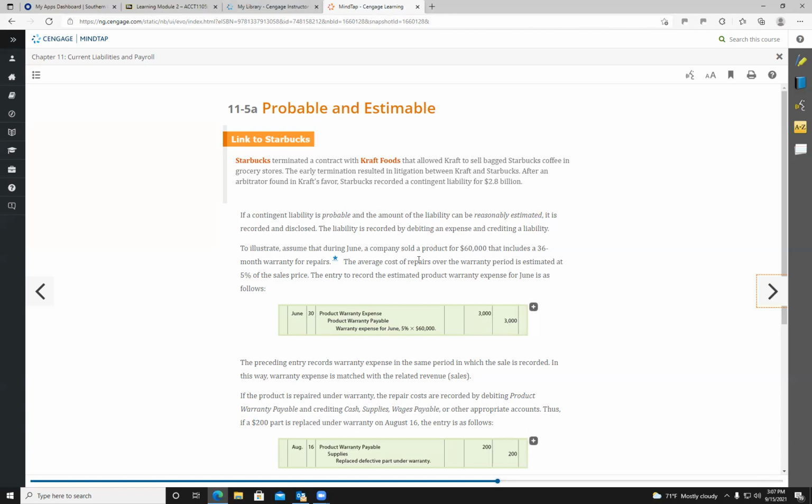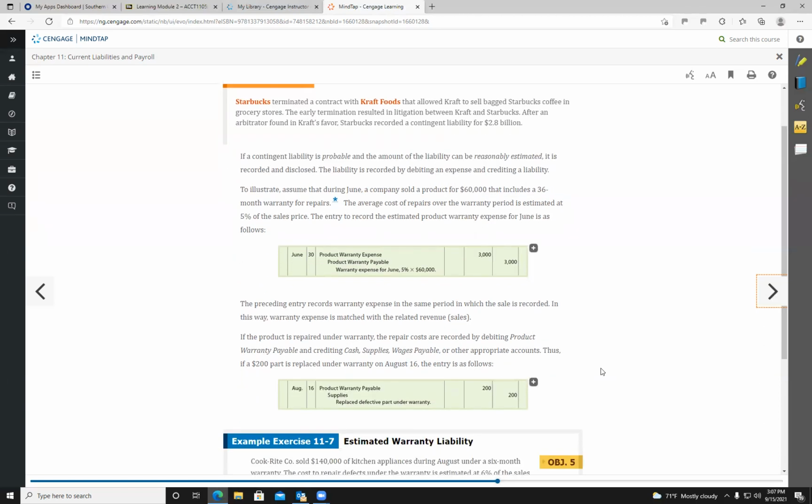So the preceding entry records warranty expense in the same period in which a sale is recorded. And if the product is repaired under warranty, the repair costs are recorded by debiting the product warranty payable and then crediting cash, supplies, wages payable, or any other appropriate account. So in other words, you're the one that's offering the warranty, and this is how you record it on your books.